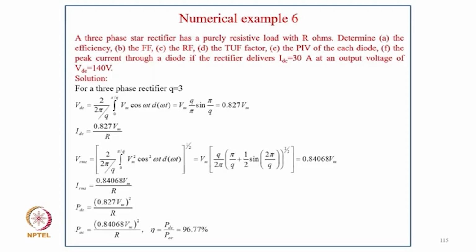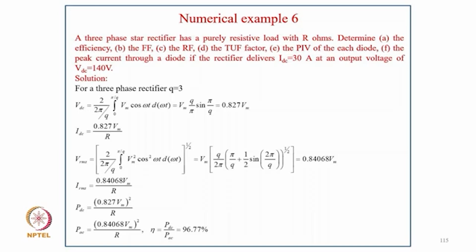61.9 degree. Now coming to numerical example 6. A 3-phase star rectifier with purely resistive load R. Determine A the efficiency, B the form factor, C ripple factor, D the transformer utilization, and E the peak inverse voltage of each diode, and the peak current through the diode if the rectifier delivers 30 ampere at an output voltage of VDC equal to 140.